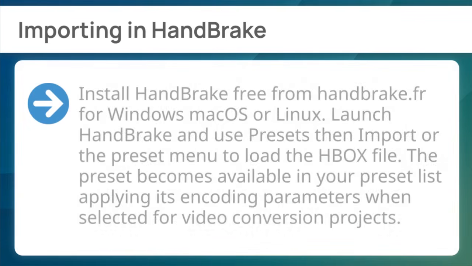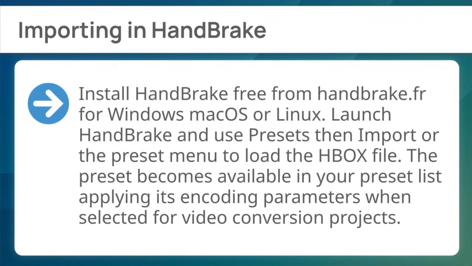First, importing in HandBrake. Install HandBrake free from handbrake.fr for Windows, macOS, or Linux. Launch HandBrake and use Presets, then Import, or the preset menu, to load the HBOX file. The preset becomes available in your preset list, applying its encoding parameters when selected for video conversion projects.